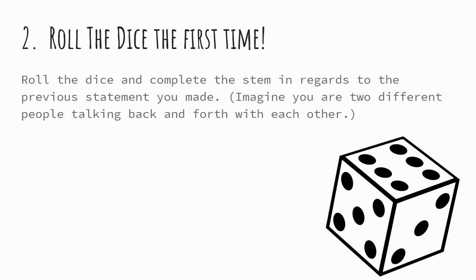So step 2, they're going to roll the dice for the first time. And then they are going to complete the stem in regards to the previous statement that's on the paper. And in this case, the first time is just the one statement. And I want to encourage them and remind them that they are imagining they're two different people talking back and forth with each other. Now, this is a great strategy. You can use this tool with small groups in a WebEx meeting, and I'll get into more of that later. But for right now, I just want you to be able to envision this whole process.